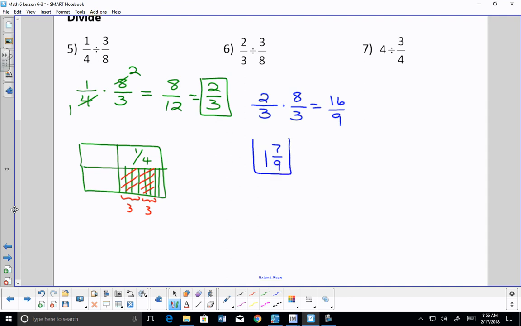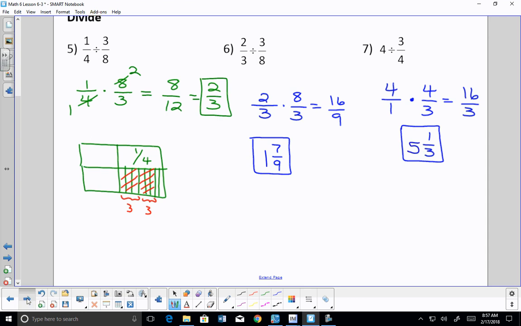Number 7 says 4 over 1 divided by 3/4, so multiply by the reciprocal, multiply by 4 over 3. I'm going to get 16/3. 3 goes into 16 5 times, because 3 times 5 is 15. 16 minus 15 is 1, so that's 5 1/3. Hopefully by this time in your math career, you're pretty good at changing improper fractions to mixed numbers and mixed numbers back to improper fractions. That's important. It's a skill we have to practice and get really good at. Let's take a look at some more problems.